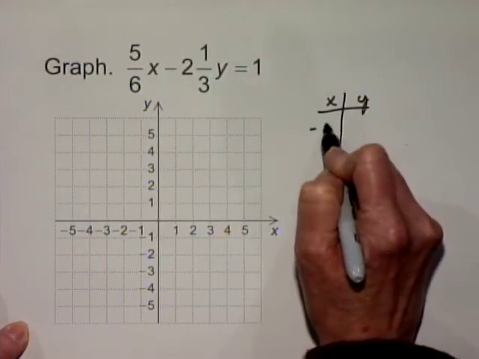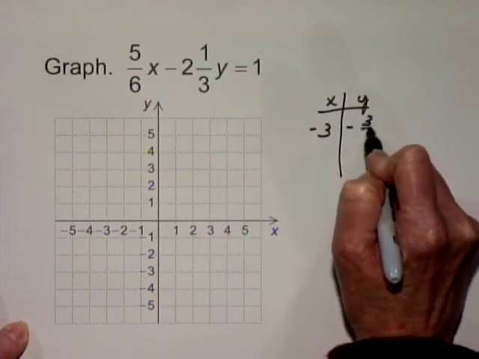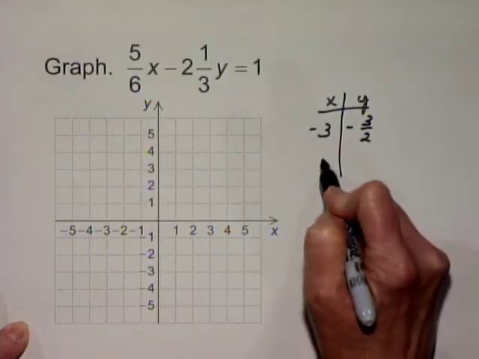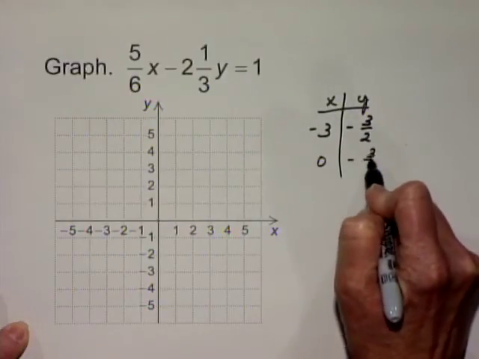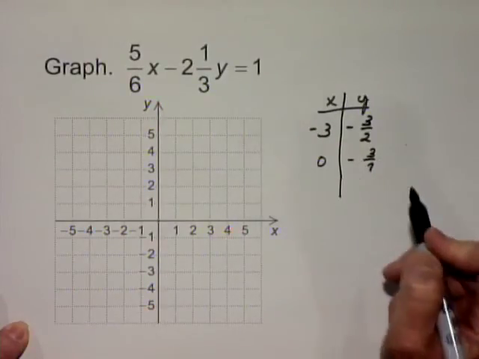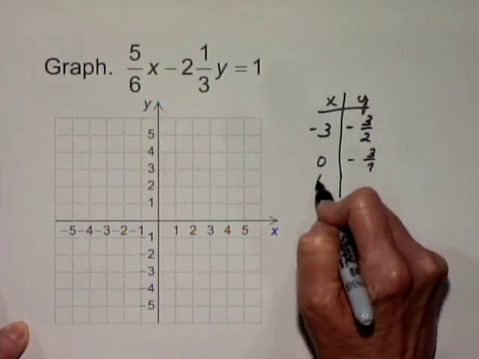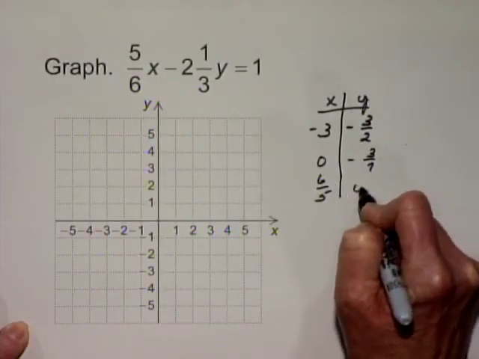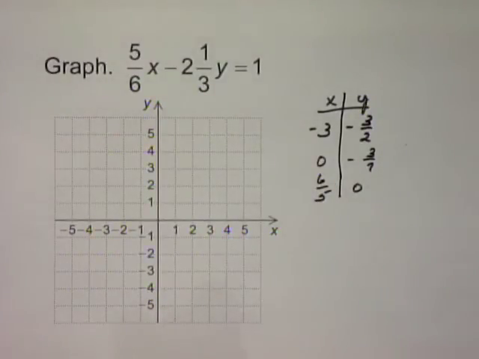So let's go back to our grid and let's write down the points that we just found. We had -3, -3/2, we had 0, -3/7, and we had 6/5, 0. So let's plot those 3 points.